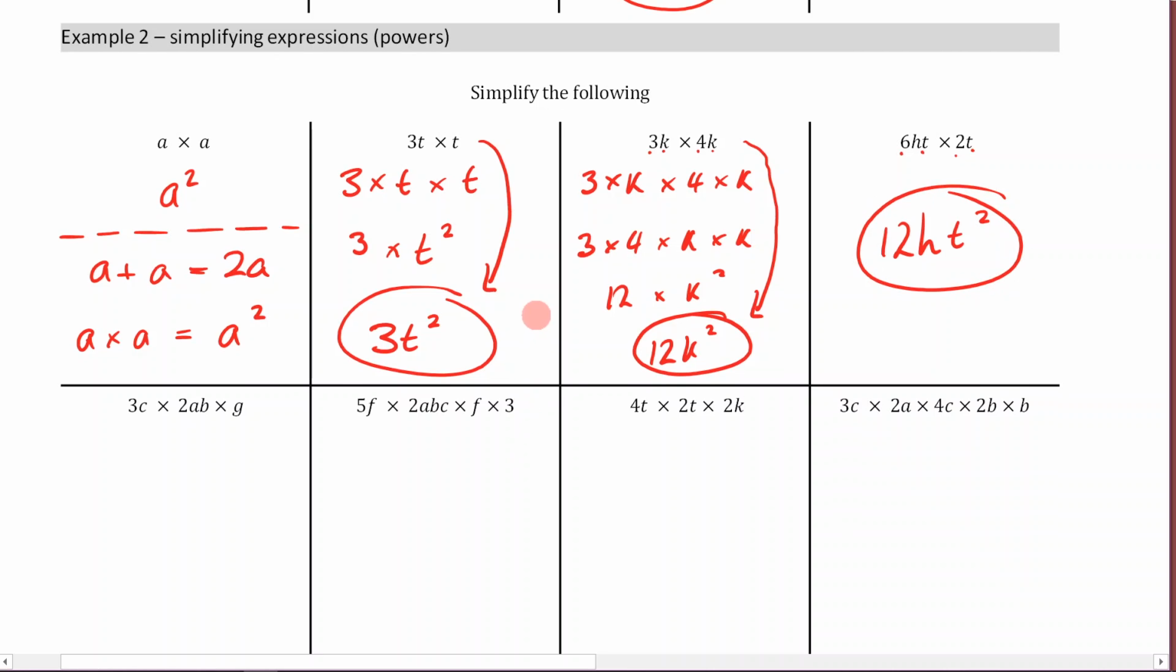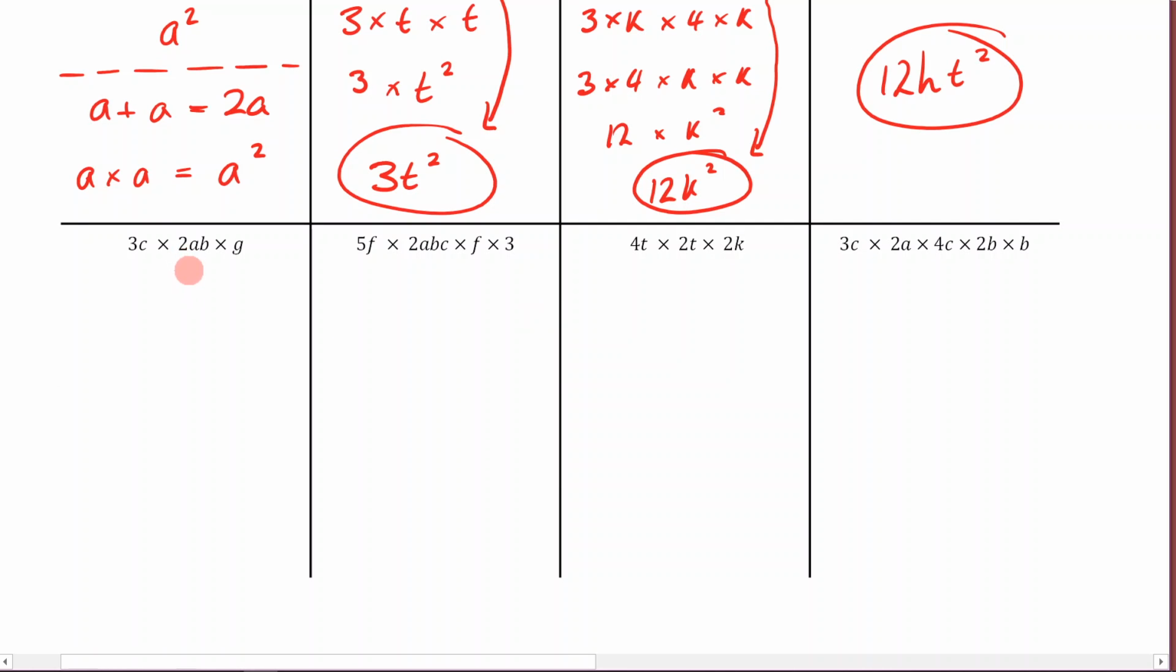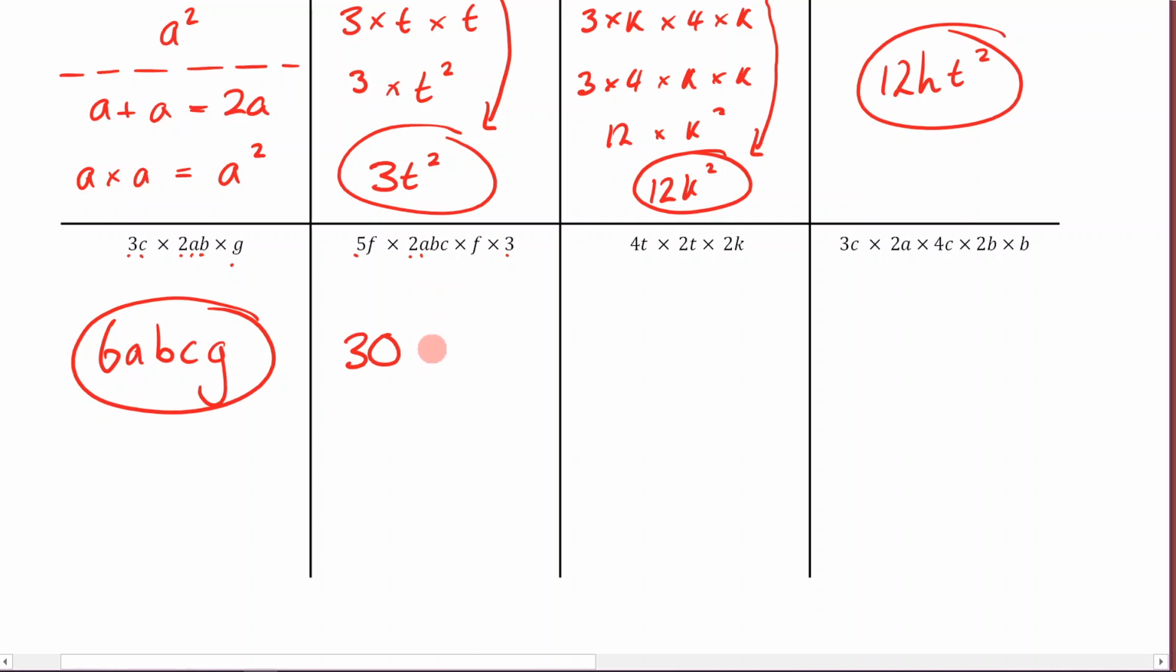Let's now do the next one. And again, we can do this slowly or we can do this quickly. We could just go 3 times 2 is 6. Then I have 1a, I have 1b, I have 1c, and I have 1g. Those are my answers. Yet again, we have this one. And this one is, I have 5 and 2, which is 10. 10 times 3 is 30. So I just multiplied all the numbers. And now I could say I have 1a, I have 1b, I have 1c, and I have 2 f's. So I have 2 f's multiplying each other, so that's f squared. And that's my answer there.